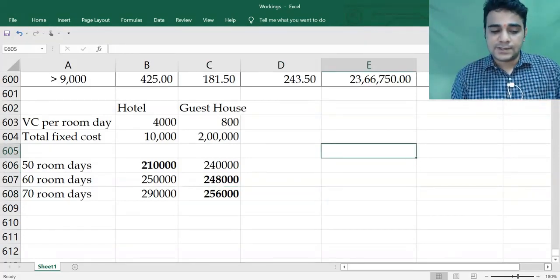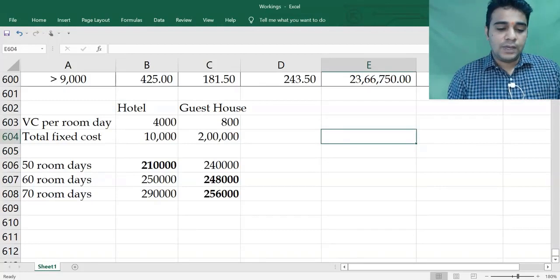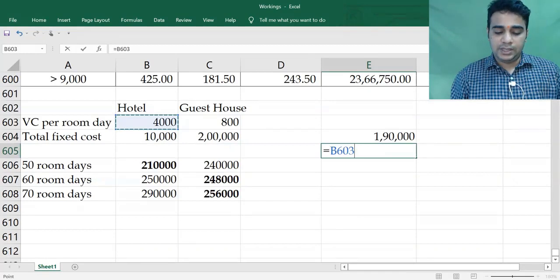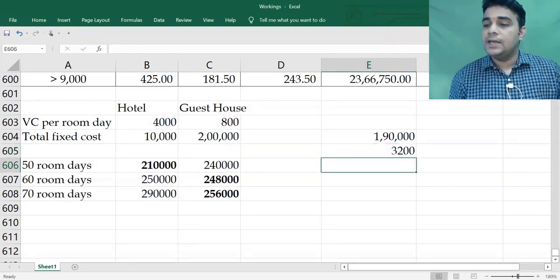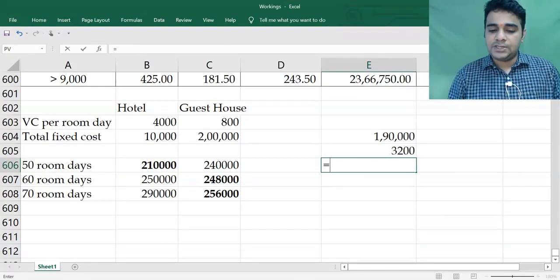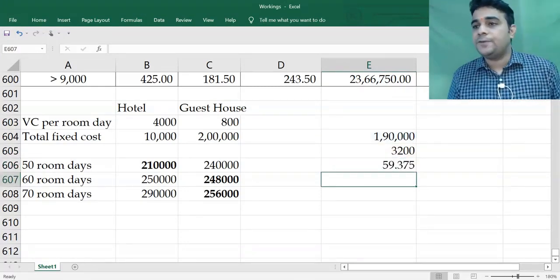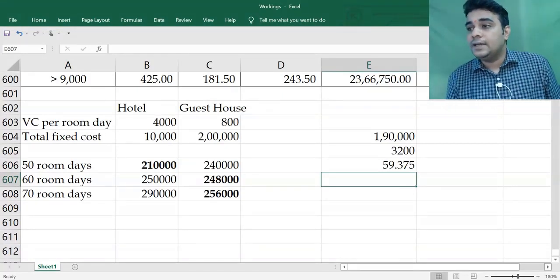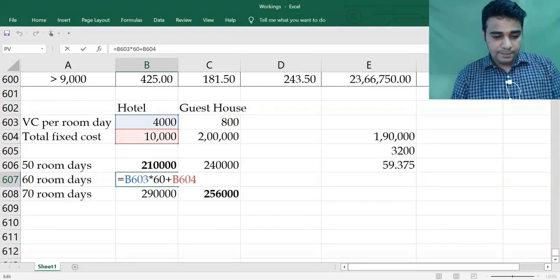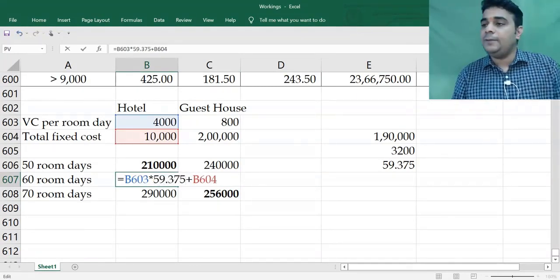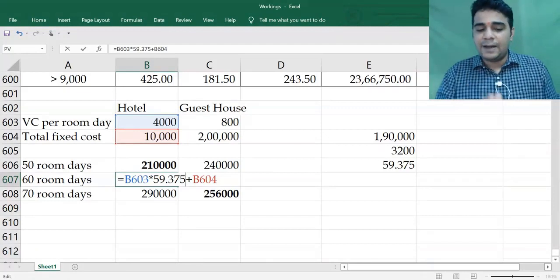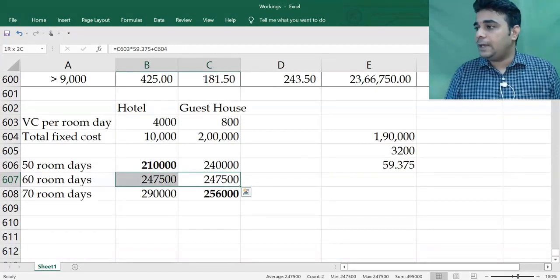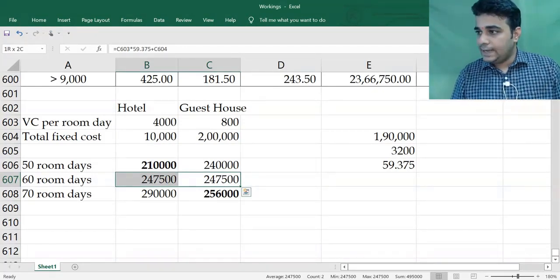The formula for this is: indifference point is equal to change in fixed cost divided by change in variable cost per unit. You will break even at 59.375. You will have the indifference point at 59.375. Technically, I cannot have 59.375, but I have given numbers which lead to 59.375. Both are giving the same cost. At 59.375, both will give the same cost.